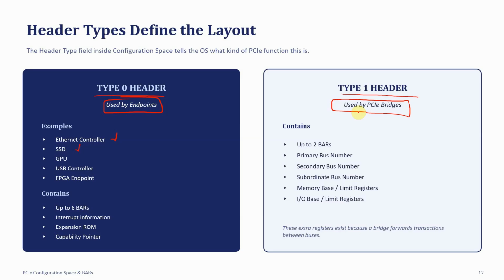Okay. Now, what is the difference between the type 0 header and the type 1 header? The type 0 header is going to have 6 BARs, and it is going to have information about interrupts, the expansion ROM, capability pointers, and so on. In the case of the type 1 header, it is only going to have 2 BARs, the primary bus number, secondary bus number, subordinate bus number, and different kinds of information.